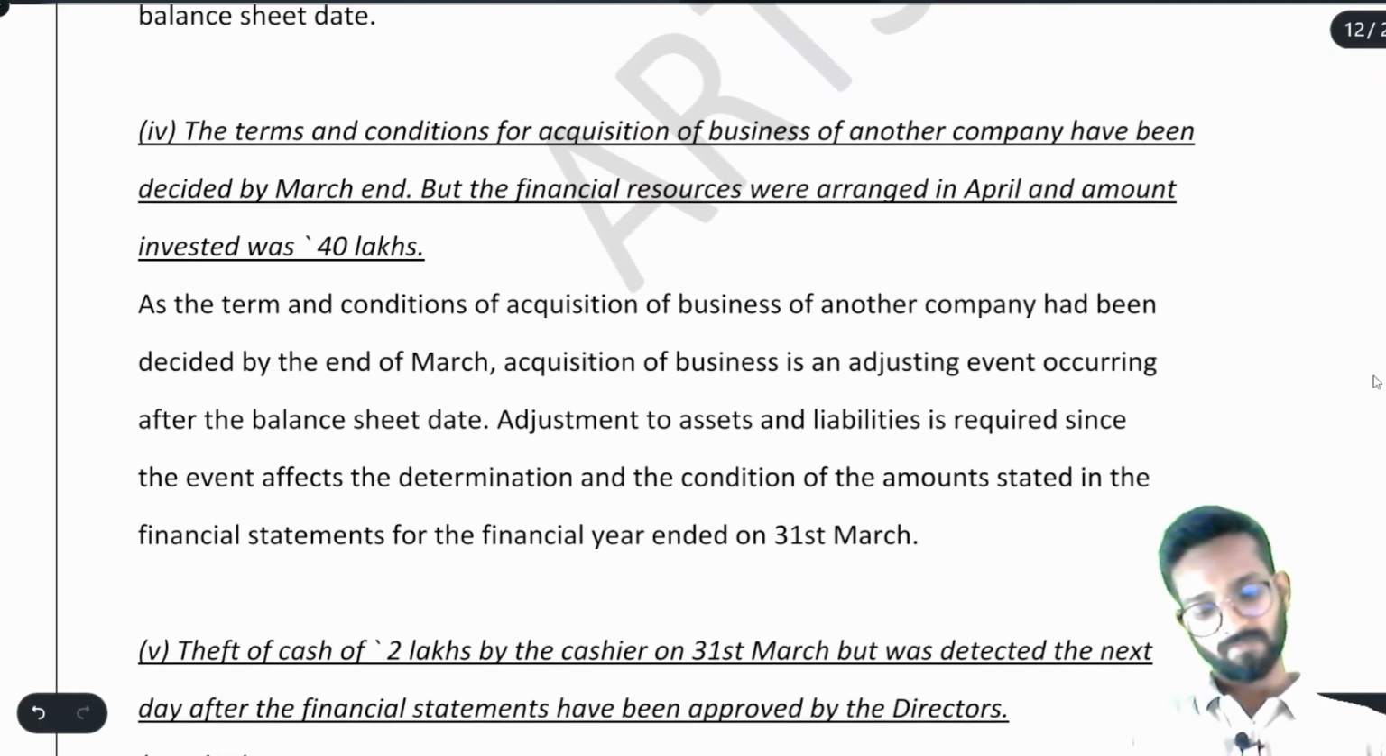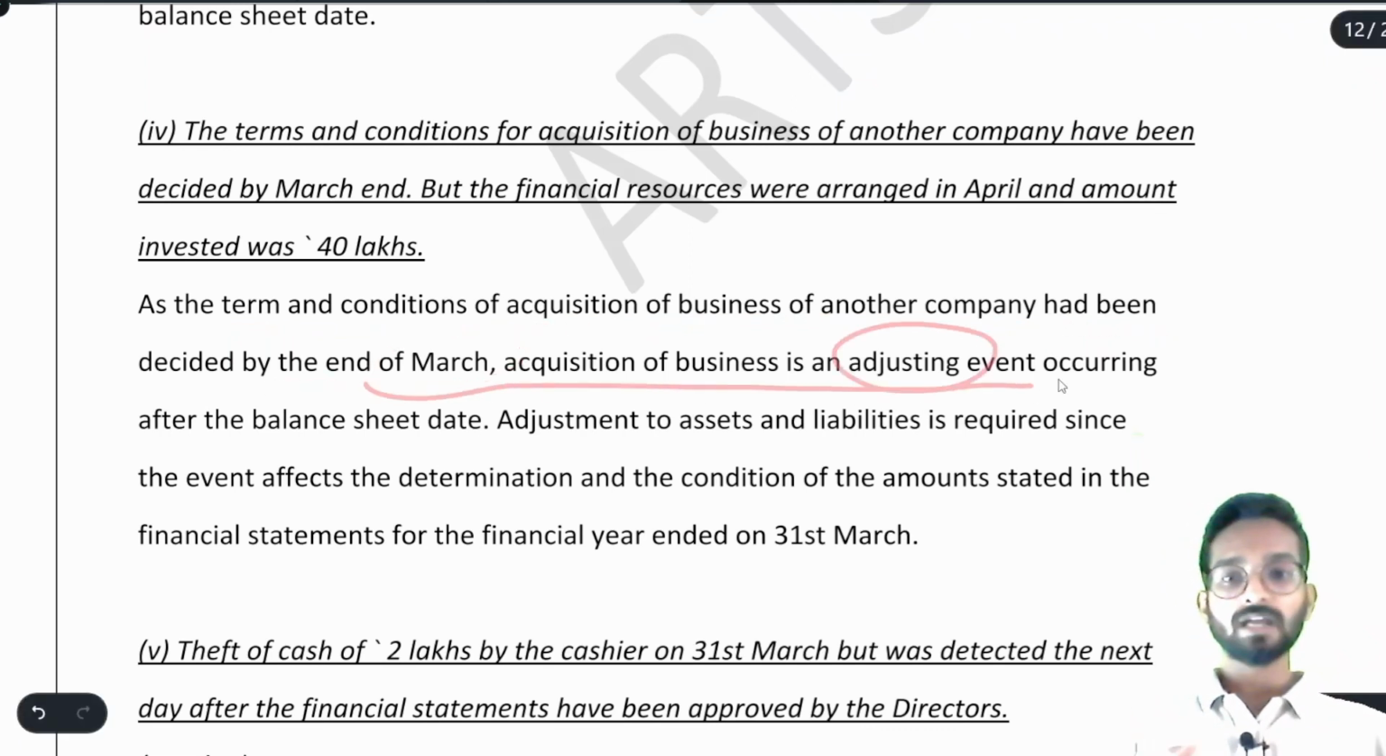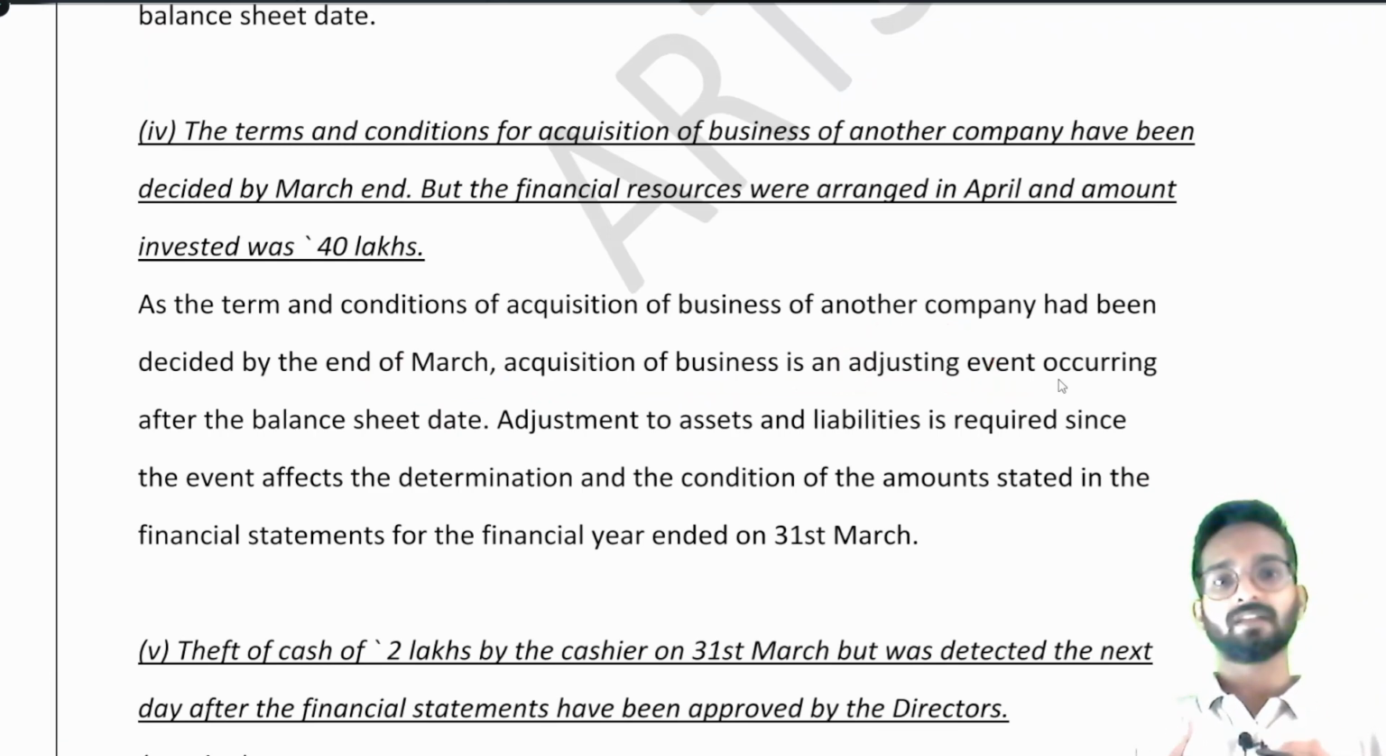Now, the next question we have here is, the terms and conditions for acquisition of business of another company have been decided by March end. Okay, but the financial resources were arranged in April and the amount of 40 lakhs was also invested in April. So now, as the terms and conditions had been decided by the March end, acquisition is an adjusting event. Why? Because in March, the important work has been done. The terms are done, the conditions are done. Conditions were nothing but our contingencies only.